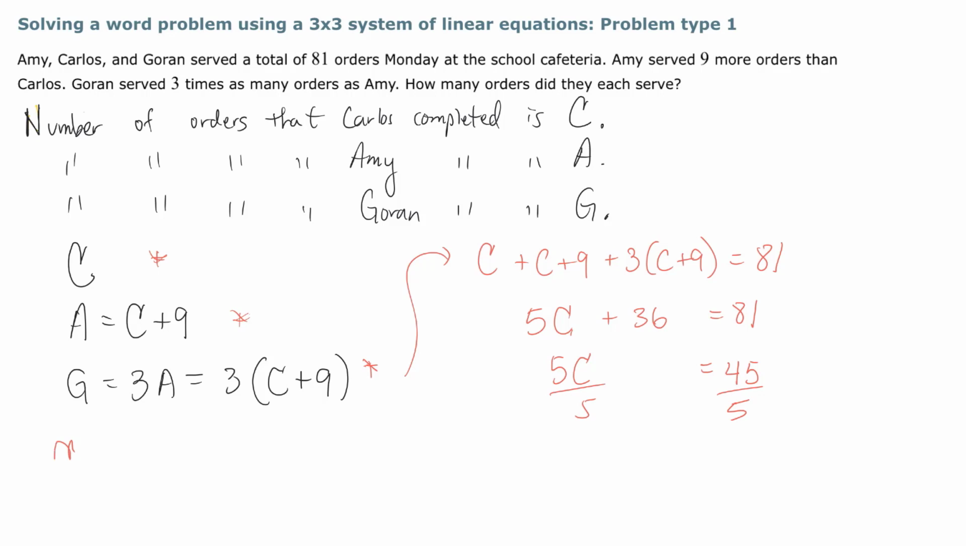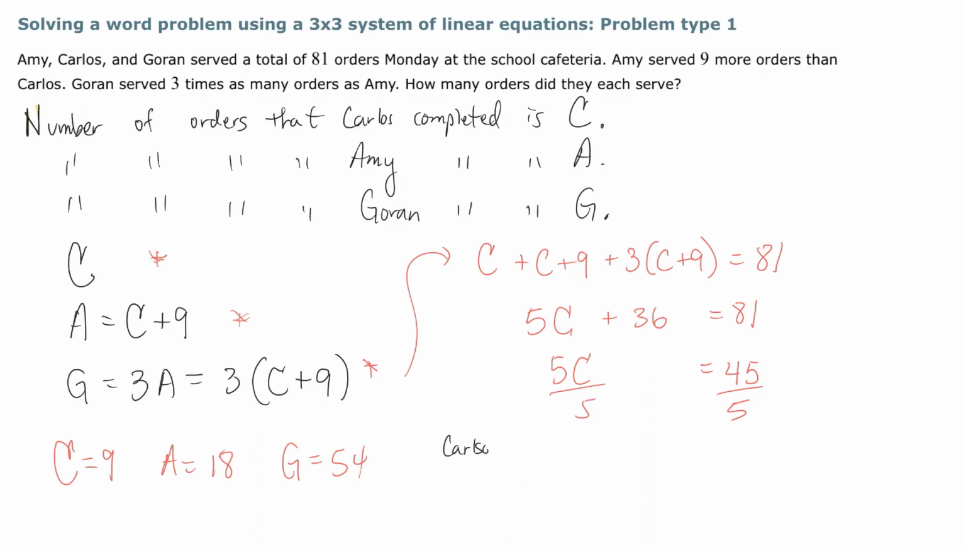So once you get C, I'm sure you can finish the problem. You might as well finish writing it in a complete sentence, and so on and so forth. You can easily see that Amy completed 18 orders, and then 18 times 3, well, Goran did how many is that? Is that 54? Yeah, that's 54. 18 times 3 will get you 54 orders. How many orders did they each serve? Make sure you can answer in a complete sentence.